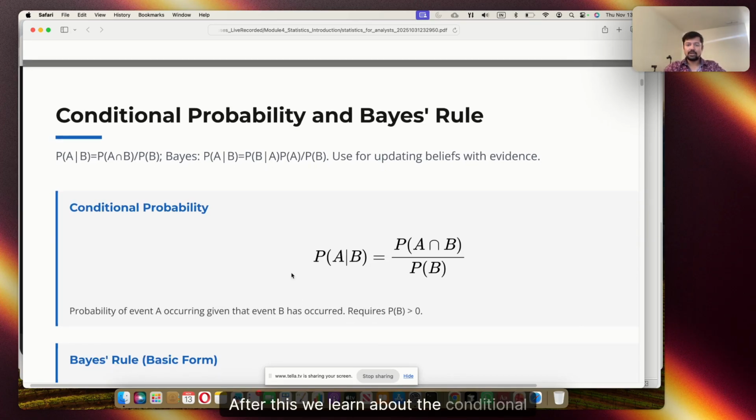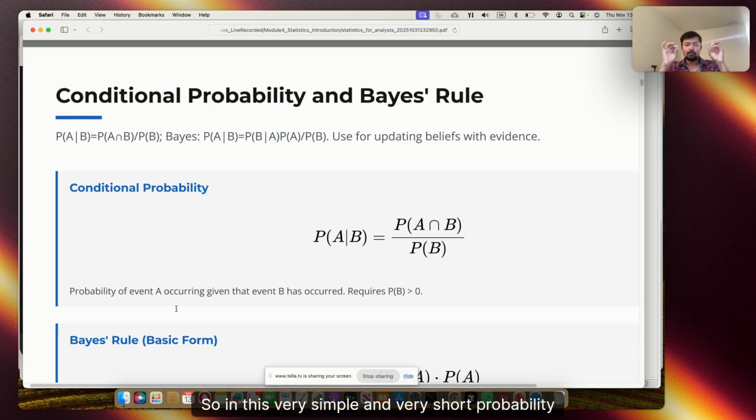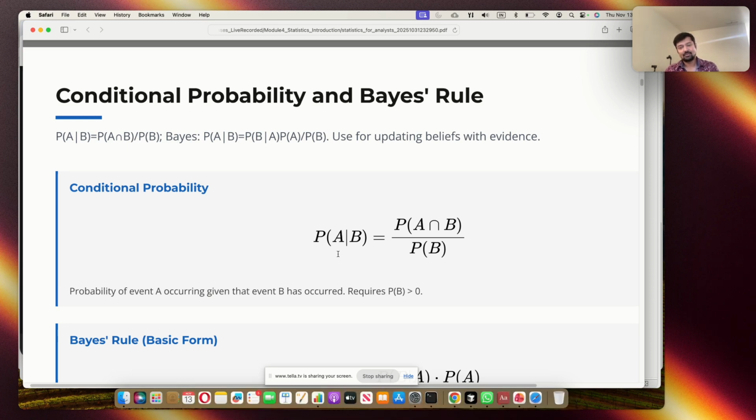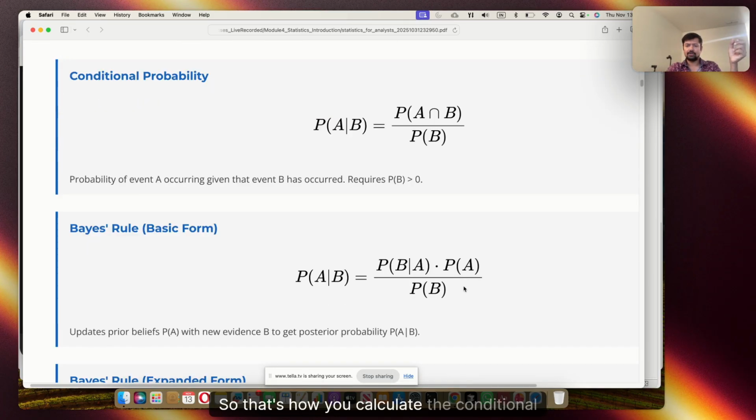After this, we learn about conditional probability. In very simple and short terms, it is the probability of event A occurring given that event B has occurred. So for this, the probability of A given B. What is the probability of A occurring when event B has already occurred? For this, you compute the probability of A and B, and then divide by the probability of event B, which has already occurred. By this, you get the conditional probability, not independent for one, but A is dependent on B. So that's how you calculate the conditional probability.